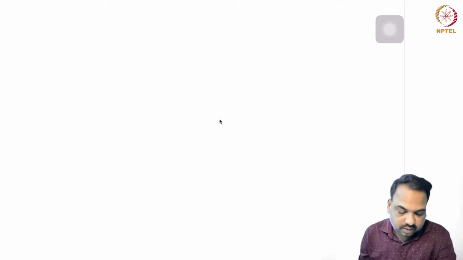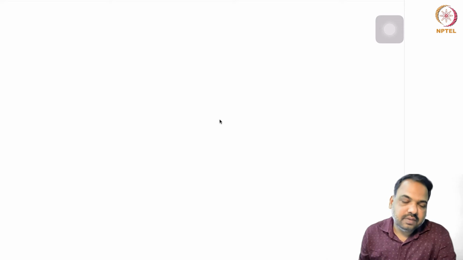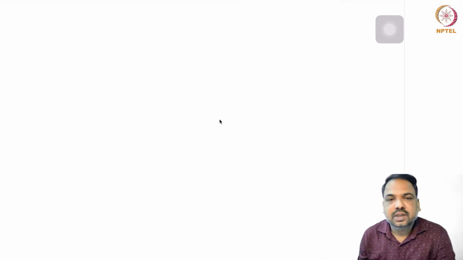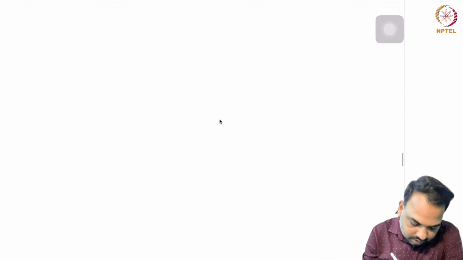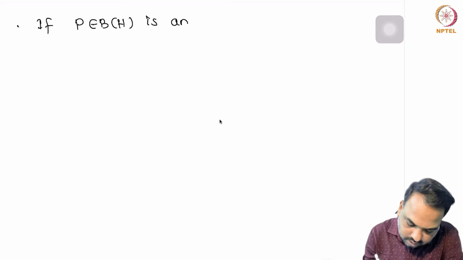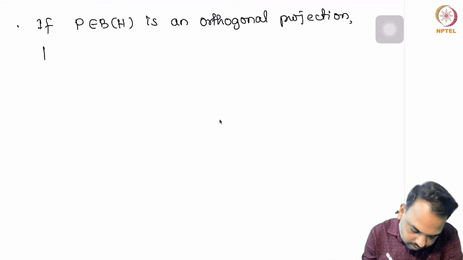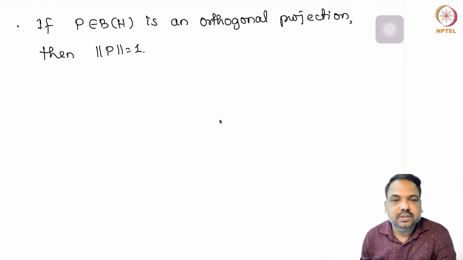Okay. Now one more important observation is that if P is an orthogonal projection, we can say that norm of P equal to 1. So if P is a projection, we have concluded that norm P is bigger than or equal to 1. But if in particular P is an orthogonal projection, we can say that norm P is 1. If P is an orthogonal projection, then norm of P equal to 1.